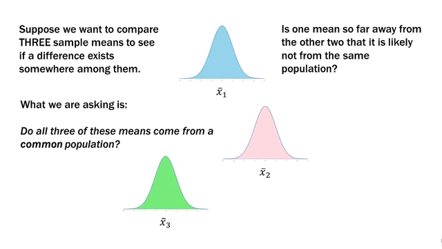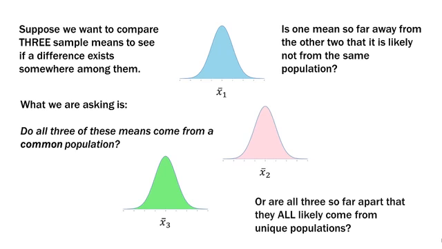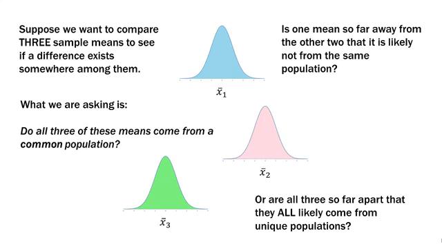Is one mean so far away from the other two that it is likely not from the same population as those other two? Or are all three so far apart that they all likely come from unique populations? You can see we're talking about the relative distance between these means. Now the variance of these distributions is also important. We'll talk about that later. But for right now, let's focus on the relative distance between these means and whether or not we could conclude that they come from the same overall population.